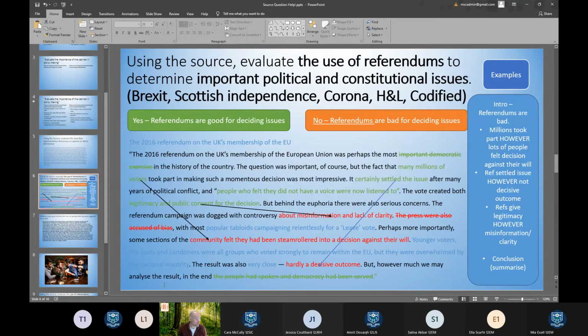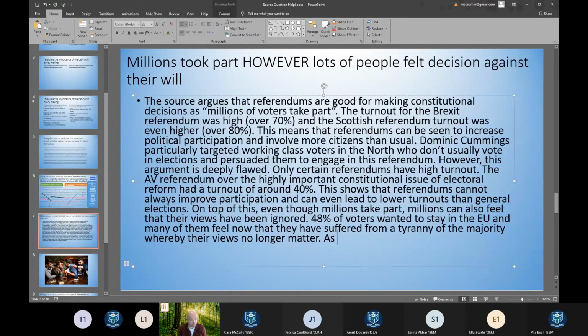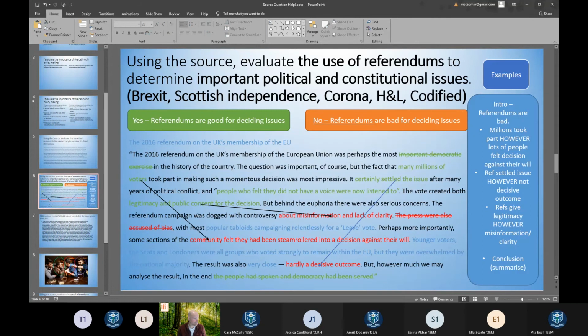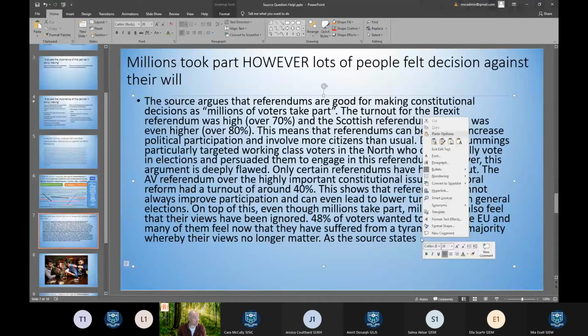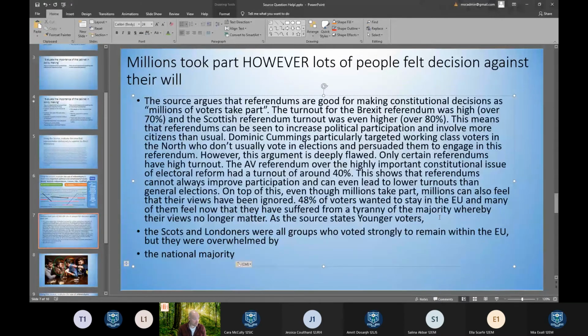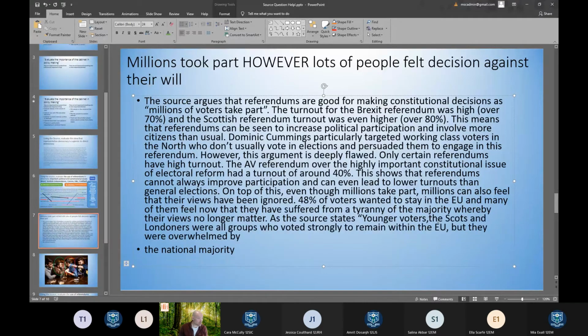Oh yeah, younger voters, Scots, Londoners. There's a bit of good evidence. Let's use that as the source states. I'm literally going to copy that out, and I've got this bit here. I might make it a little bit shorter, but I will put quote marks around it. As the source states, younger voters, Scots and Londoners.